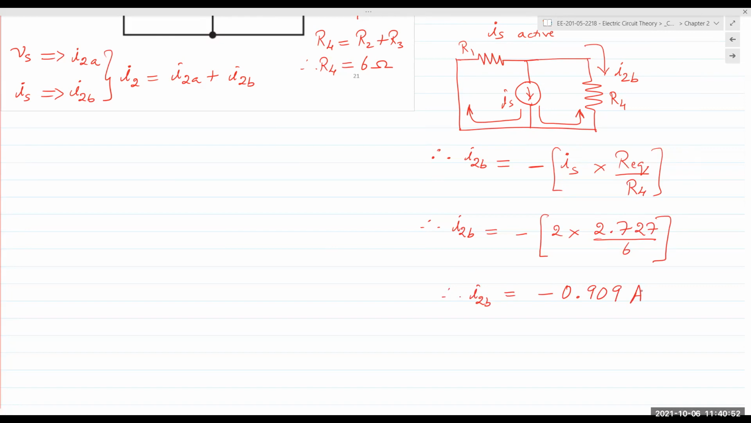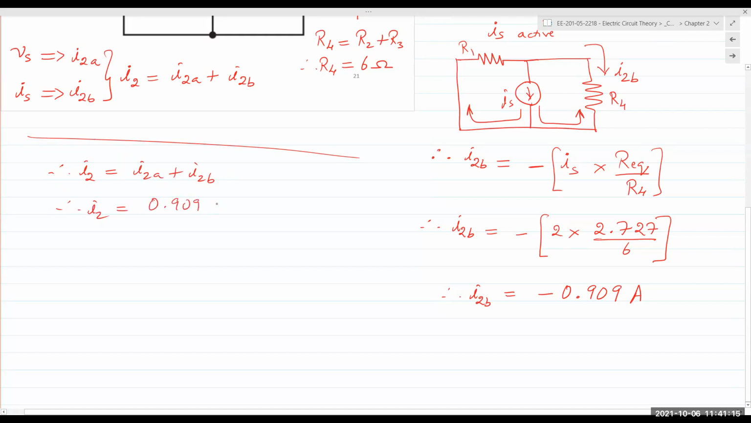And so you see why missing that reference direction of the current would be so crucial, so important. If I add up I2, I2 is I2A plus I2B, as 0.909 plus minus 0.909. I2 is 0 amps.